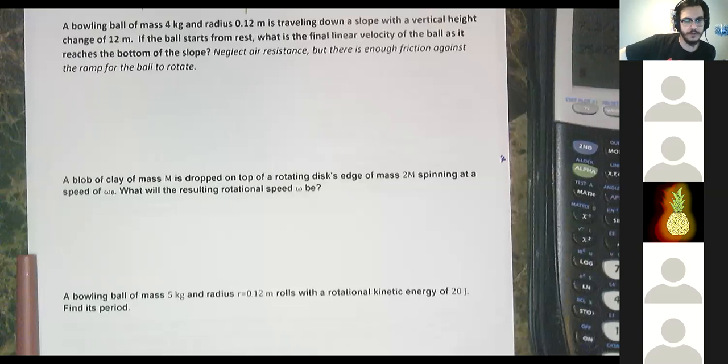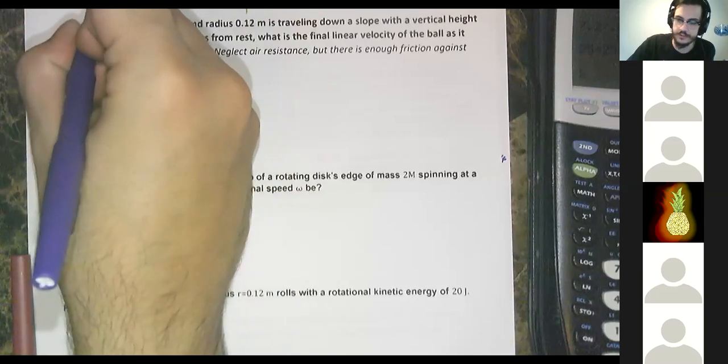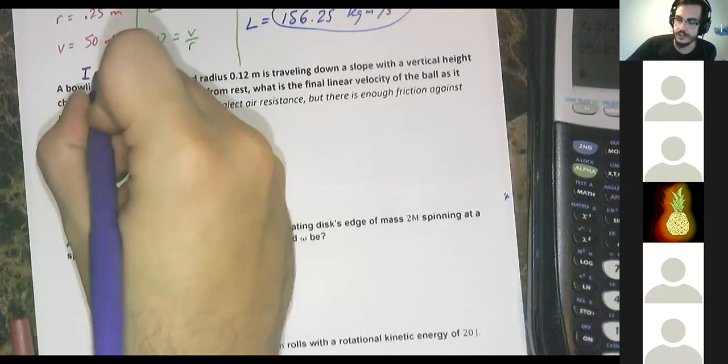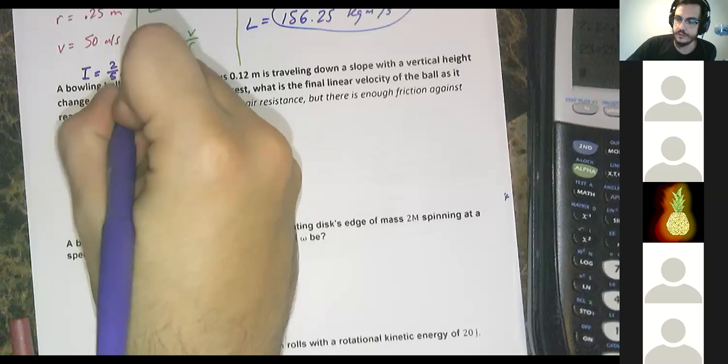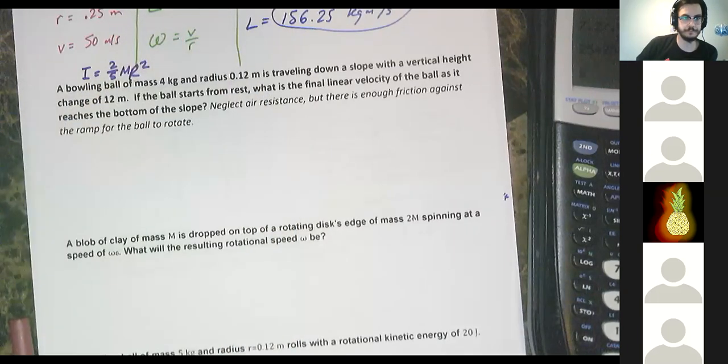A bowling ball. What kind of shape is a bowling ball? Is that a disc, a cylinder, a hoop? A solid sphere. And a solid sphere, it's not like a ping pong ball is a sphere, but all the mass is at the edge. This is a solid sphere. And a solid sphere has a moment of inertia of 2/5 that of a point mass. So it's going to be 2/5 mr squared.